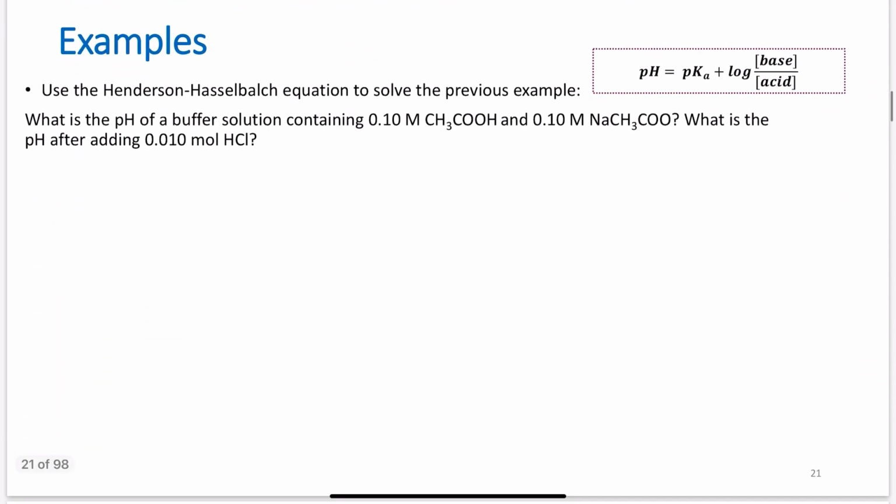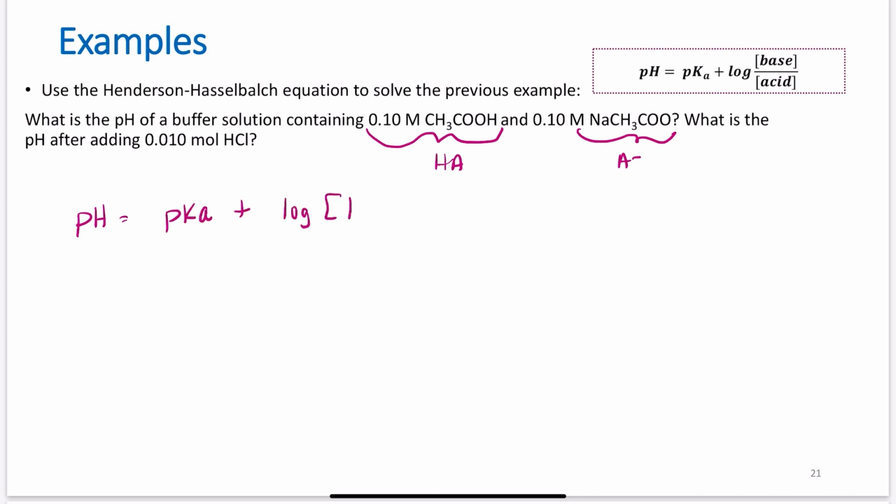So, as an example, using the Henderson-Hasselbalch equation to solve the previous problem that we just did: what is the pH of a 0.1 molar acetic acid solution with 0.1 molar sodium acetate? HA, A minus. pH equals pKa plus the log, the concentration of base over the concentration of acid.